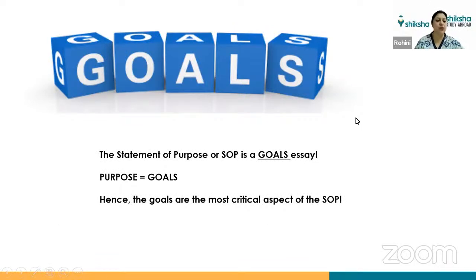Now let us look at goals. What are goals? You all know what post-program goals are, where you discuss your career prospects and plans for the future. The SOP is essentially a goals essay. Never forget that if you are drafting your application. The word purpose in the statement of purpose actually means goals. Hence, the goals are the most critical aspect of an SOP. Therefore, you must give them the due importance in your SOP to make it a winning SOP.